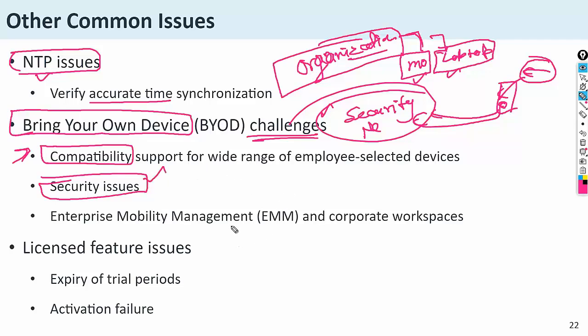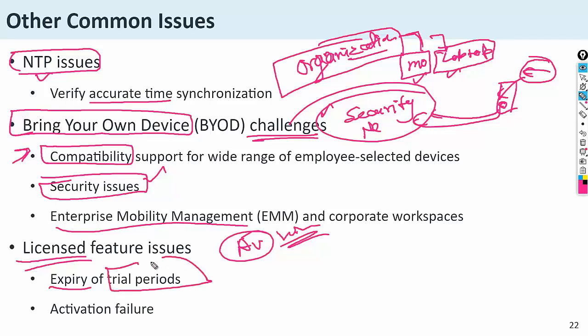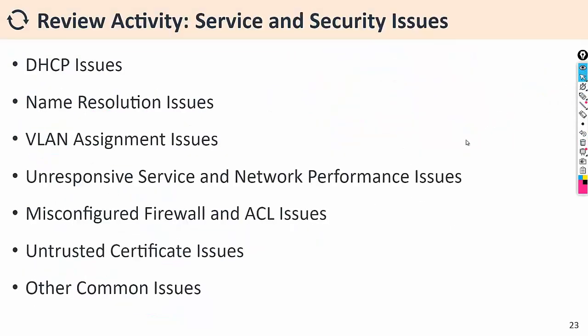And also EMM, enterprise mobility management, and corporate workspaces, we will discuss these. Then there are license issues, licensed features such as antivirus. If your antivirus license has expired, or you are using a trial period and are not able to activate your license. So these are the common issues which may be faced by the organization.